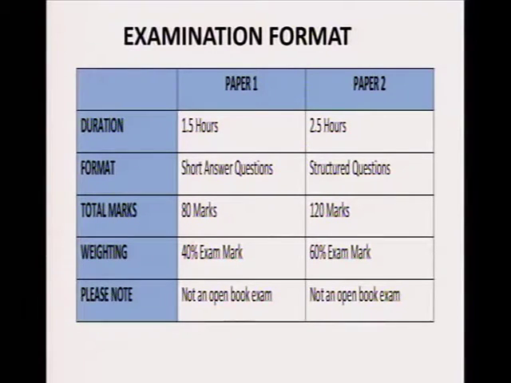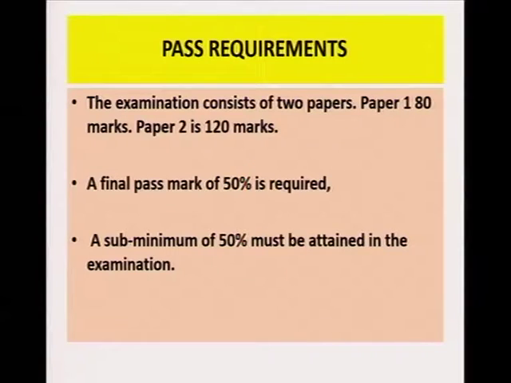Both examinations are not open book examinations, so you need to prepare thoroughly, because you will not be able to use your books or any resources in answering your questions, except maybe a calculator. Again, the second slide highlights that we have two papers, paper 1 is 80 marks and the second paper is 120. A final pass mark of 50% combined is required from your continuous assessment as well as your exam. You need to get 50% in order to pass.